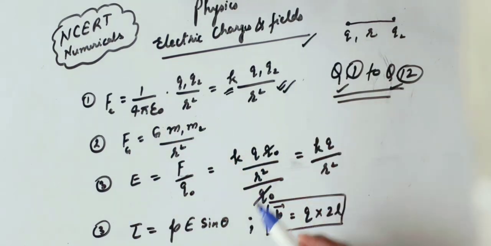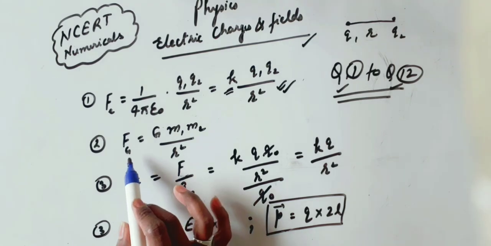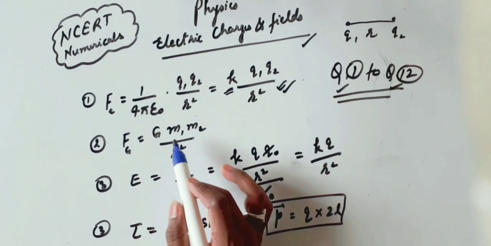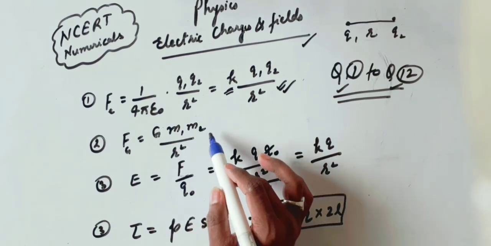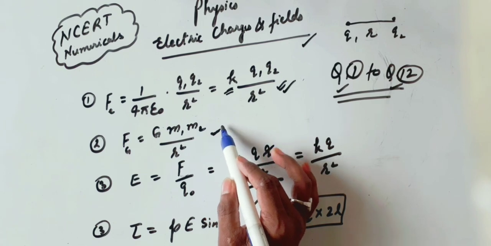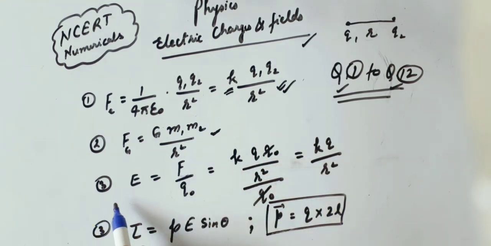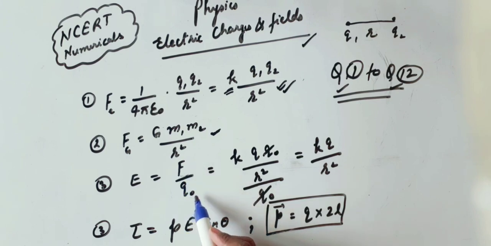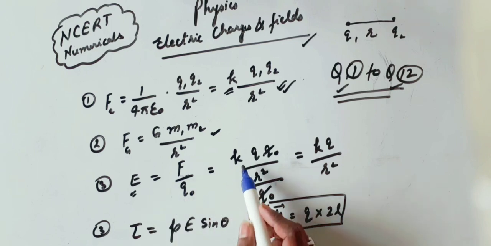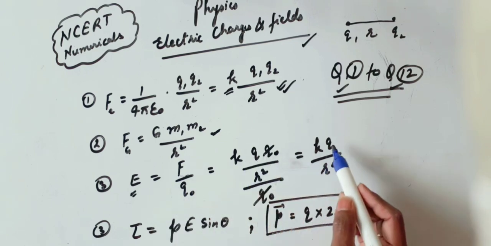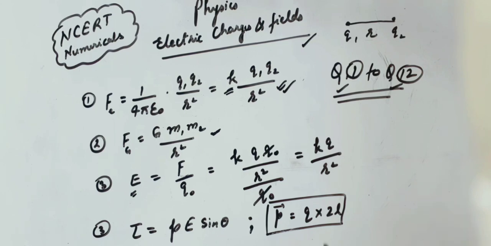This is the first formula. Another one, gravitational force. So gravitational force will be equal to G m1 m2 by r square, where G is the gravitational constant which you have already studied in class 11th. And the third formula used to solve the numericals in this chapter will be E equal to force per unit test charge. Okay, E is electric field, so here electric field intensity will be equal to k q by r square. And this k will be equal to 1 upon 4 pi epsilon naught.